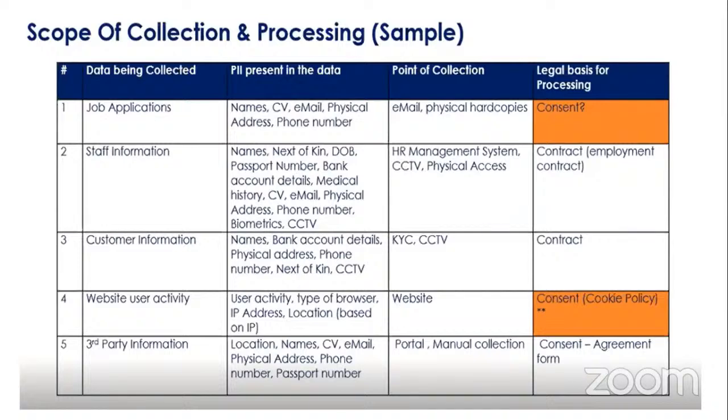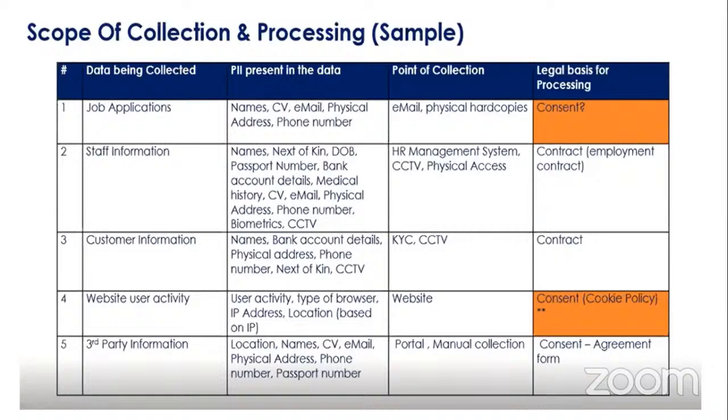Because we'll be having names, the email address, the physical address, the phone numbers. Those can be referred to as personal identifiable information, which you must take care of. And there's a legal basis for processing that, because you must have the consent of the person who is sending that. And then also, for example, staff information.